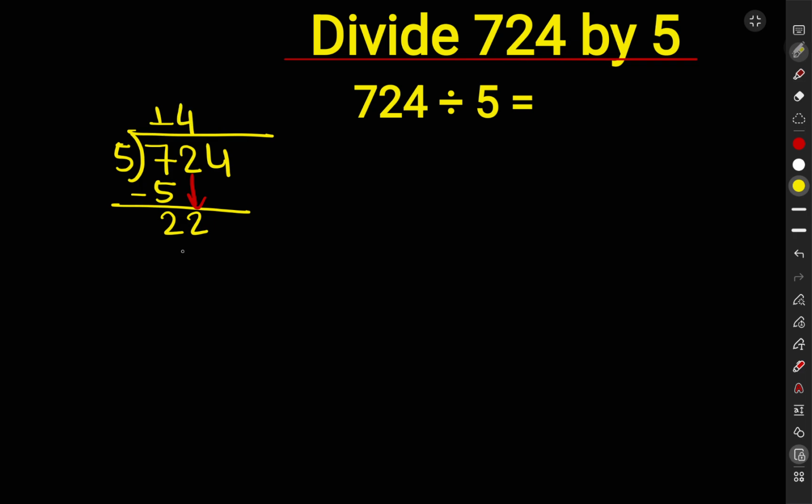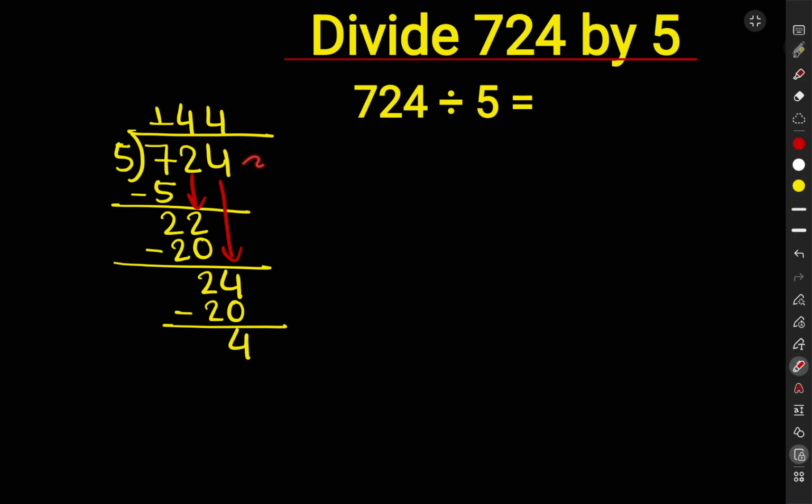5 times 4 is 20. On subtracting, we get 2. So again we put down this 4 and it is 24. 5 times 4 is 20. On subtracting, we get 4.